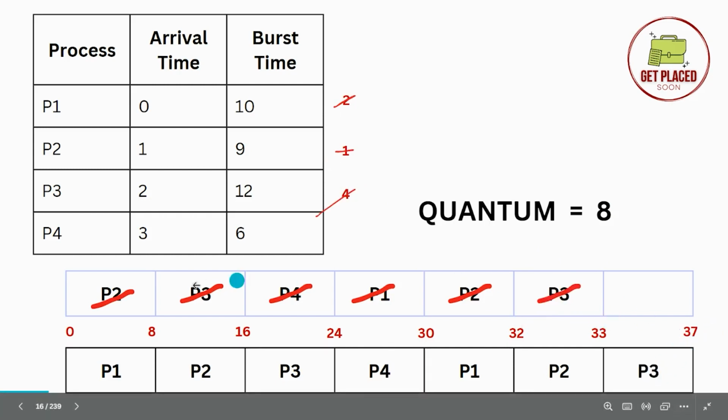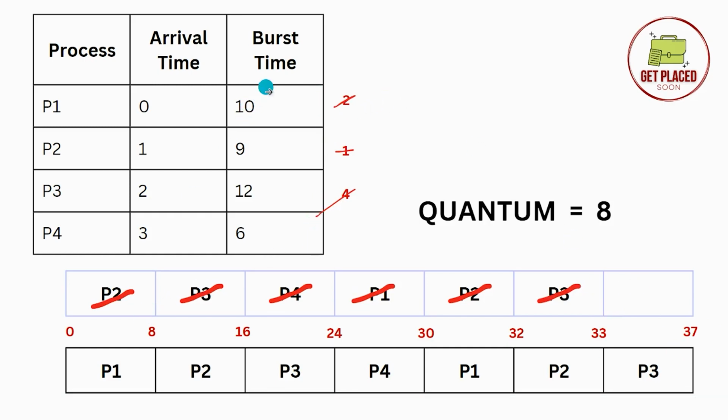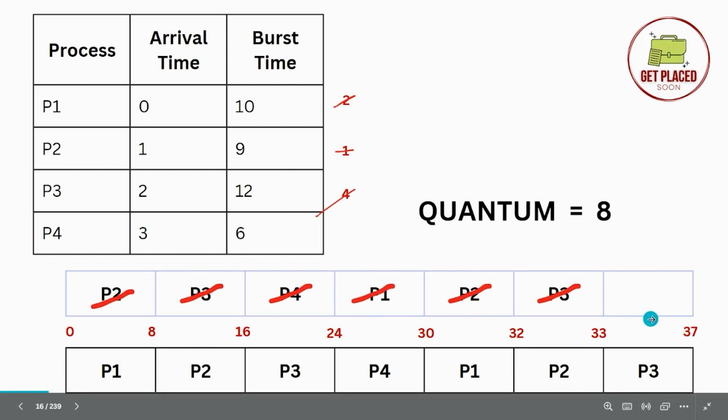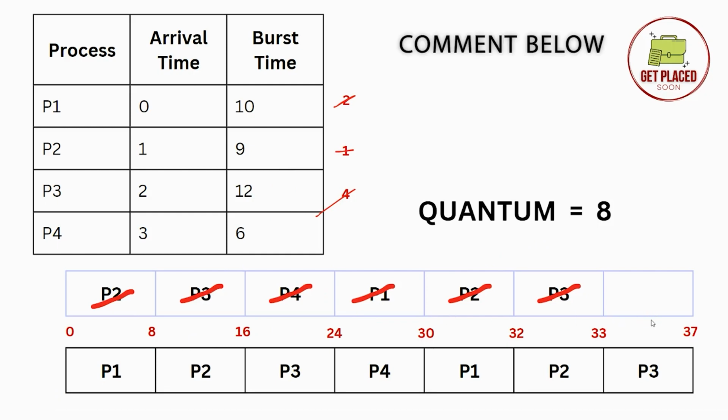P3 is also done. All the ready queue is done. All the burst times are done. All the processes are executed. So this is the Gantt chart for round robin scheduling for this problem. I hope you understood how we drew the Gantt chart. If you have any doubts, make sure you comment below.